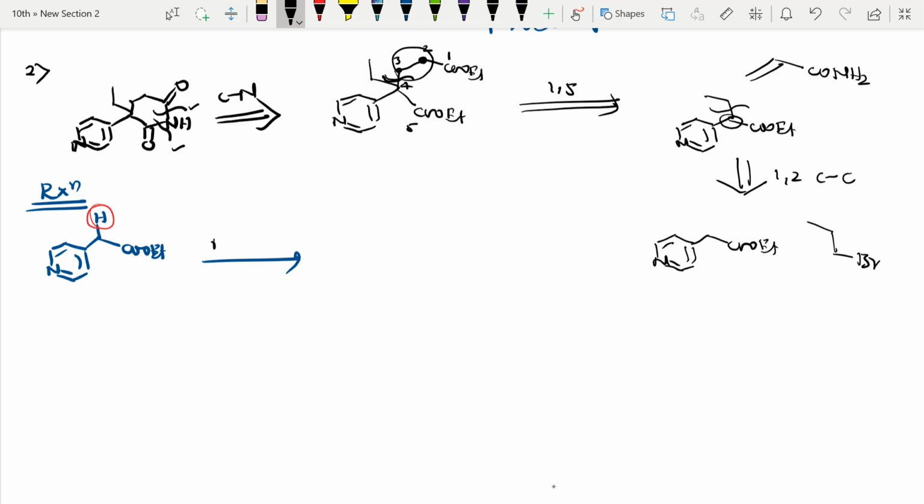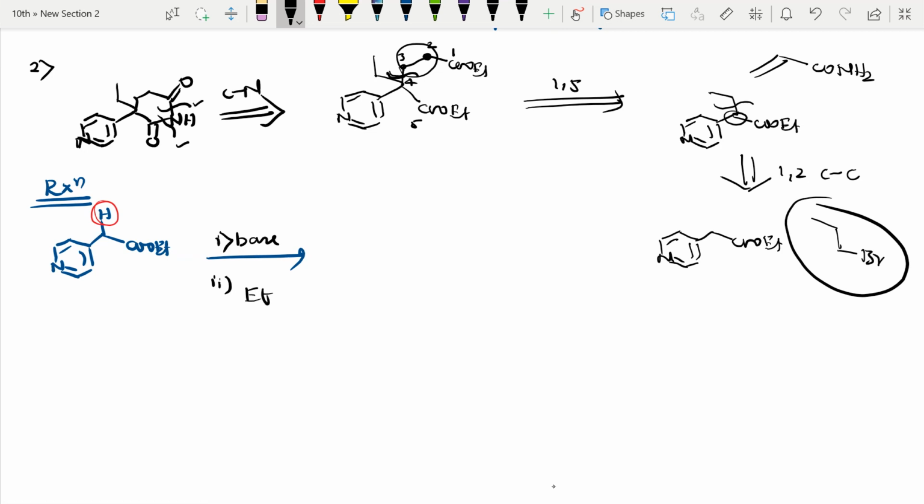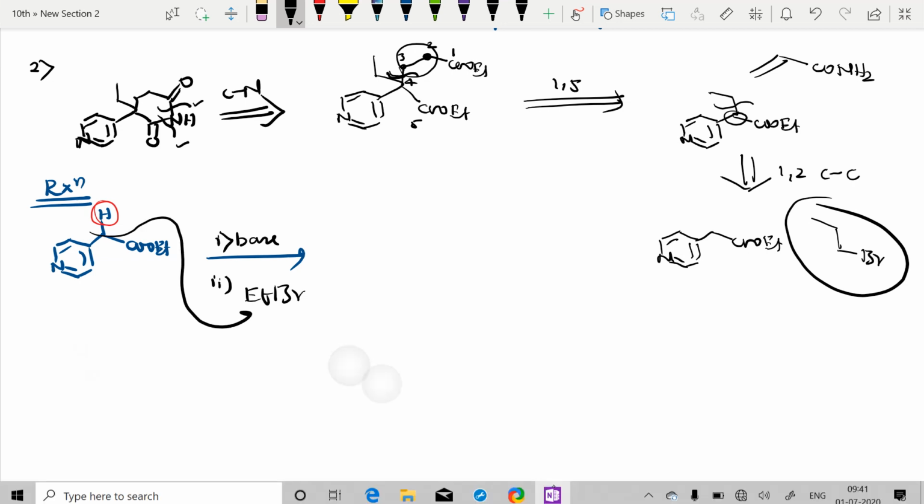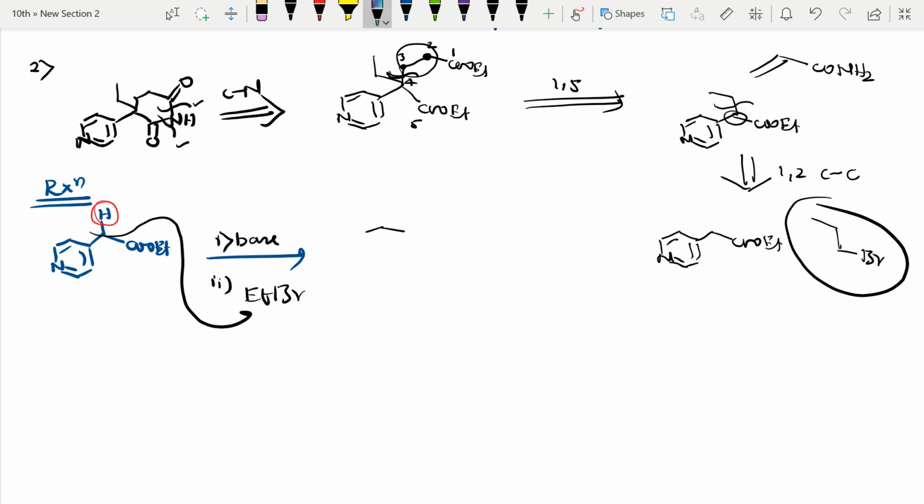So what will I add? First I will add one base, a mild base. Second, the same thing, CH3CH2Br, so I'll write EtBr. I hope you will get it. So in the SN2 reaction, it will react at this carbon and the bromine will leave. Those are things we have studied. Sorry, I have to use the blue pen to write the reaction. So this simple reaction, see. Here COOEt and here CH2CH3, I'll get this product.